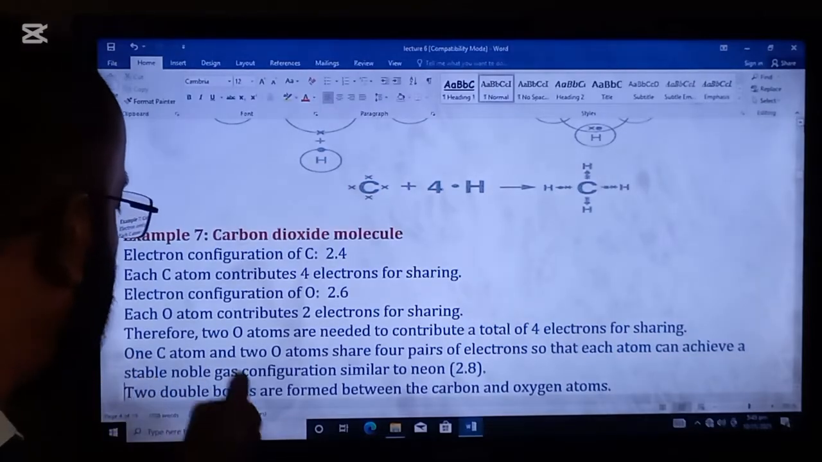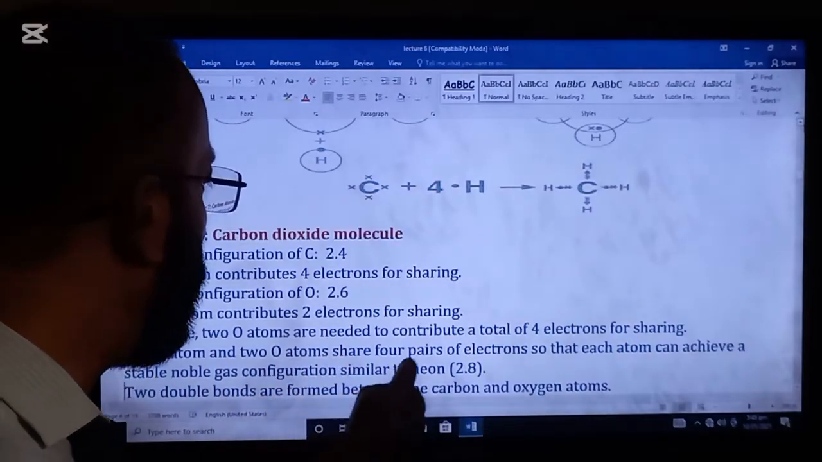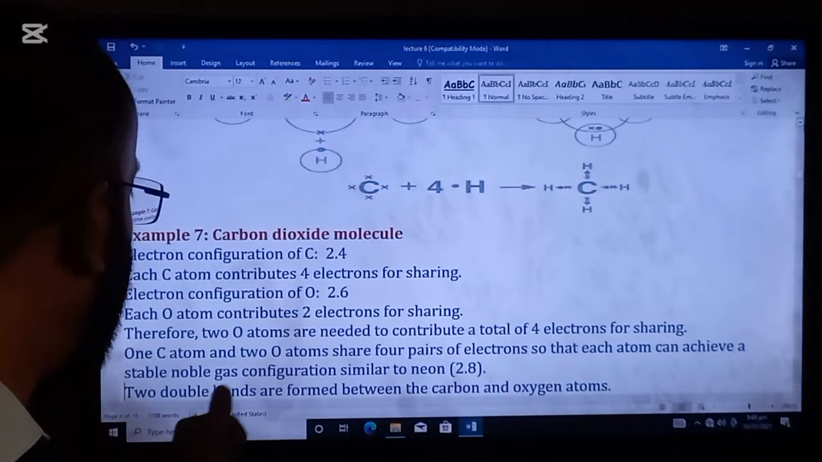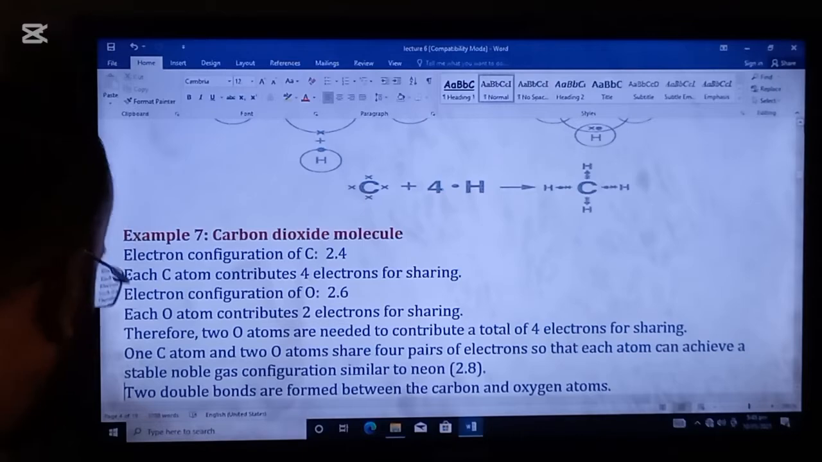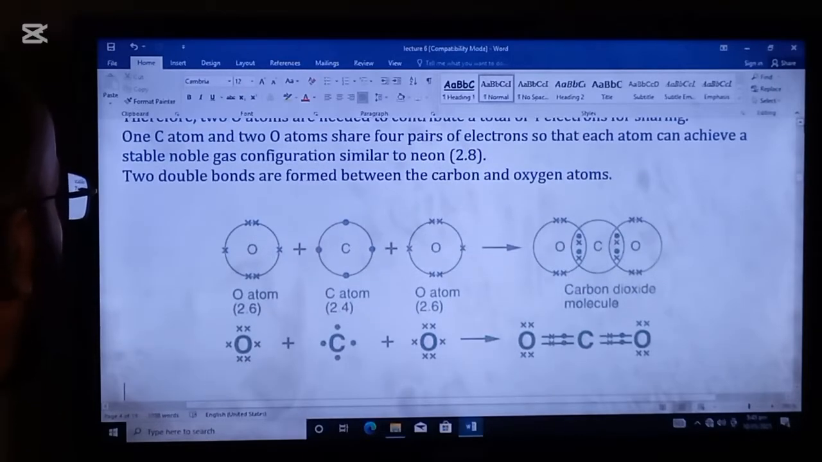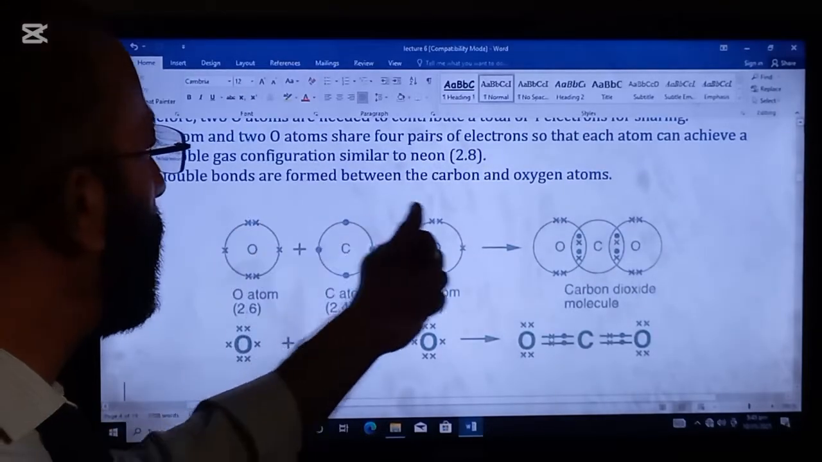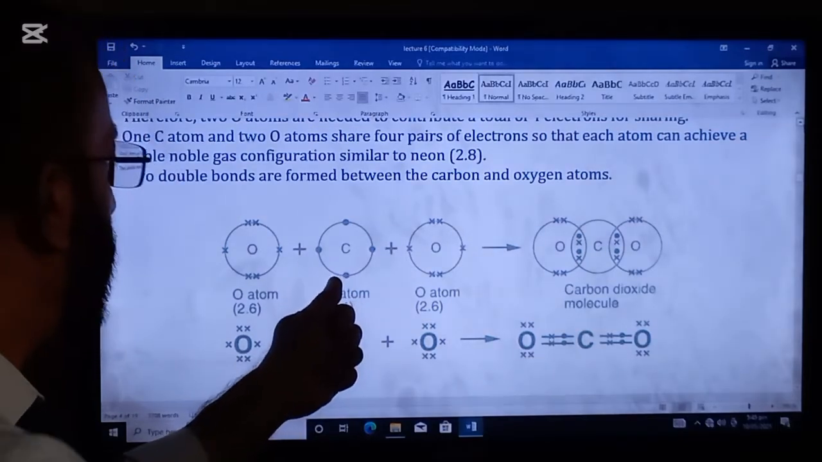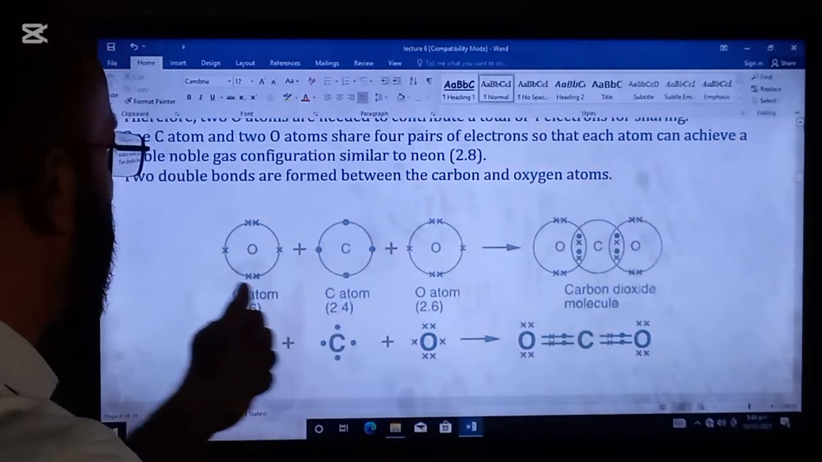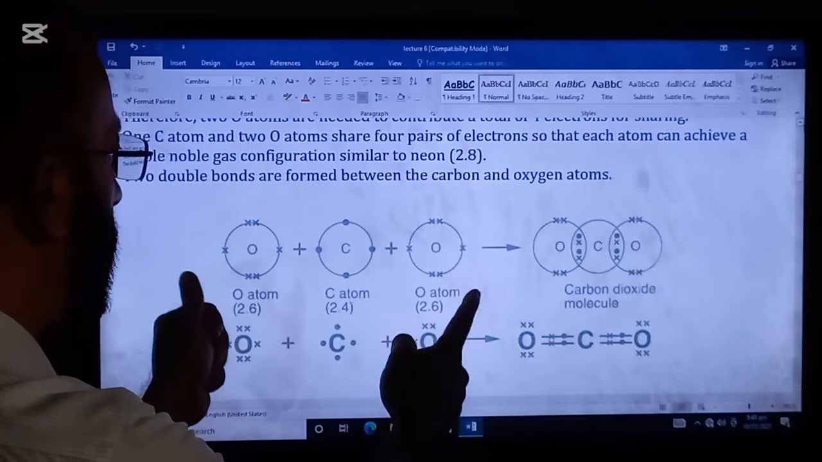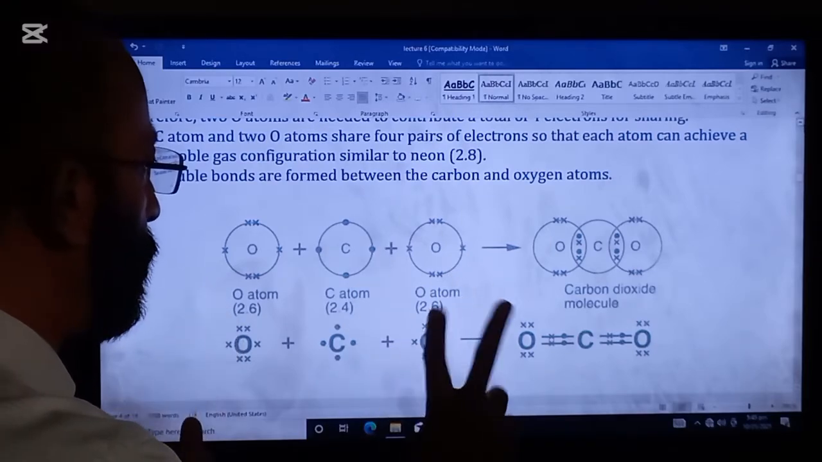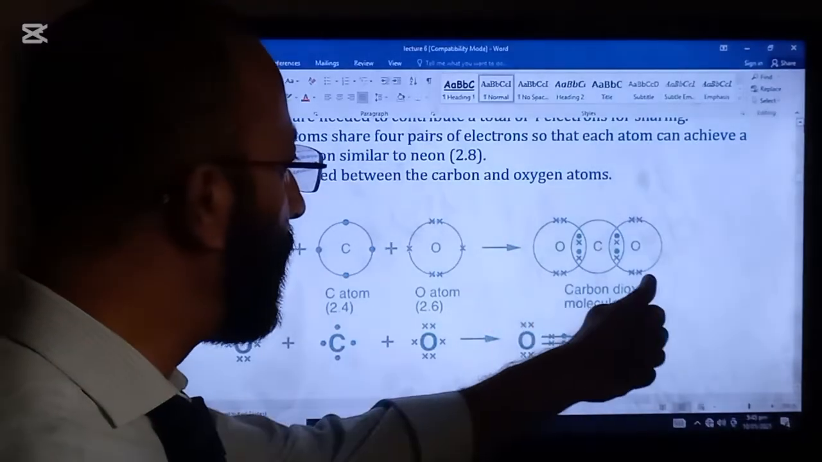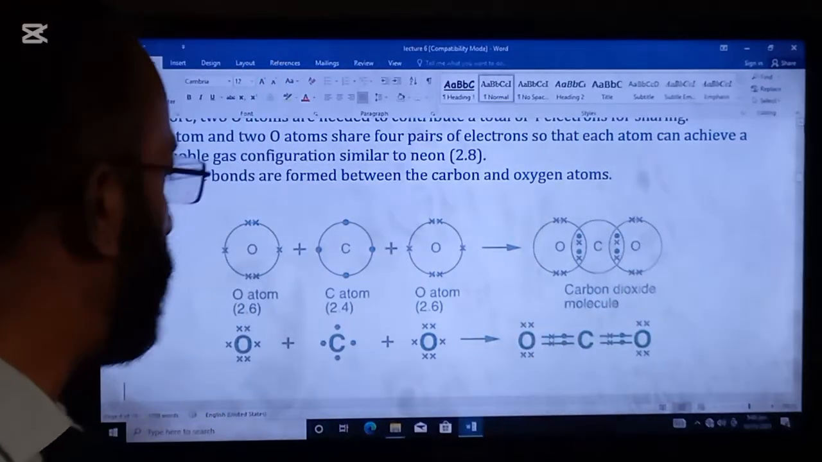1 carbon atom and 2 oxygen atoms share 4 pairs of electrons so that each atom can achieve a stable noble gas configuration. 2 double bonds are formed between the carbon and the oxygen atoms. Here is carbon that is going to share 4 electrons, and here are oxygen atoms. Each oxygen atom is going to share 2 electrons each. And this is the carbon dioxide molecule which is going to form.